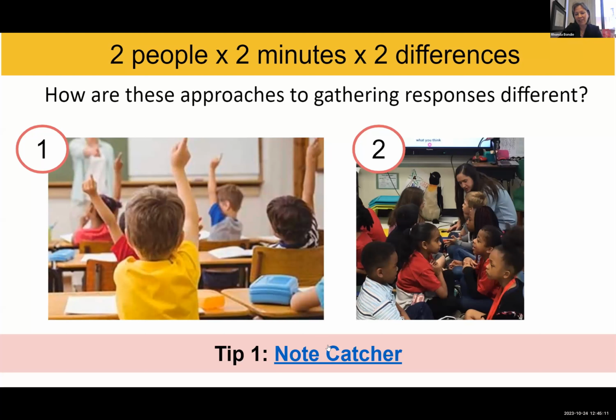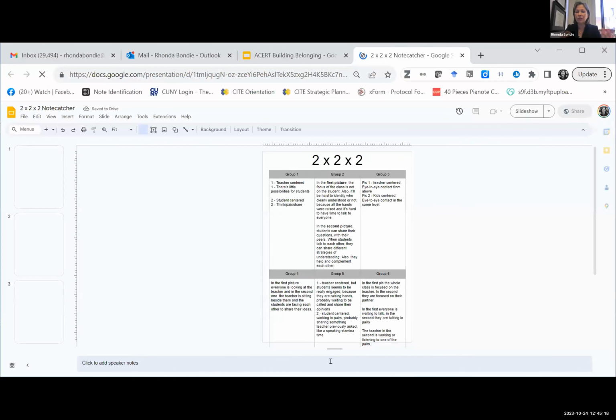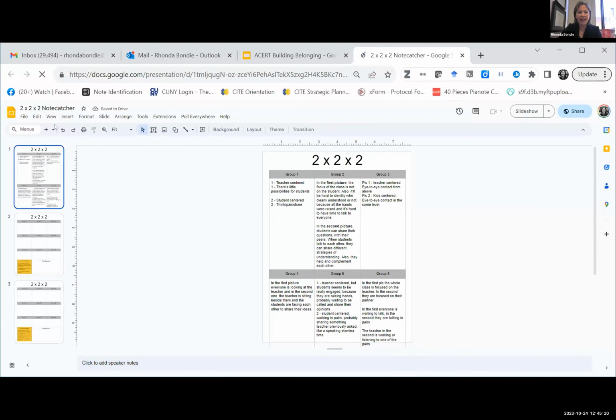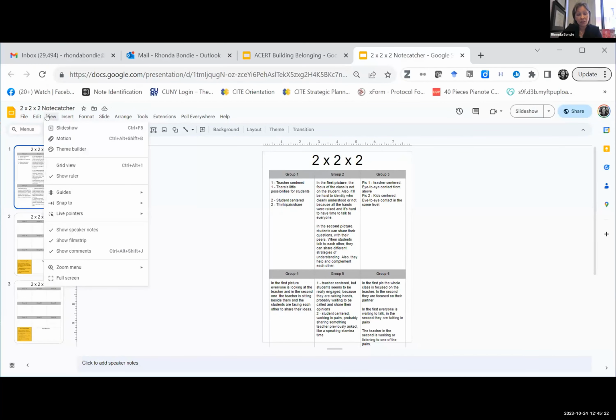But the first strategy is simply adding a note catcher to peer discussions, because oftentimes in peer discussions, social regulation takes place, and students who are historically marginalized continue to be marginalized by their peers in the discussion that's supposed to build class belonging.